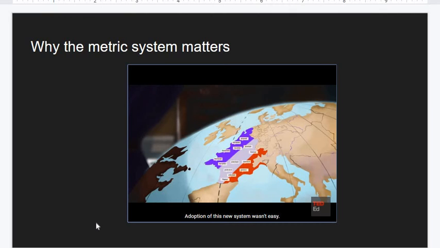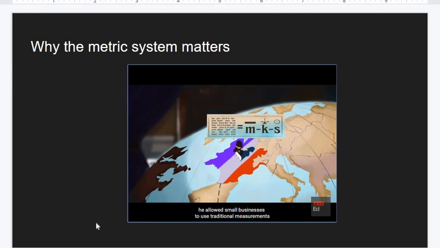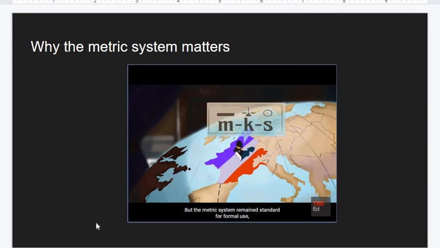Adoption of this new system wasn't easy. In fact, it was a bit of a mess. At first, people used new units alongside old ones, and the republican calendar was eventually abandoned. When Napoleon Bonaparte took power, he allowed small businesses to use traditional measurements, redefined in metric terms. But the metric system remained standard for formal use, and it spread across the continent along with France's borders.